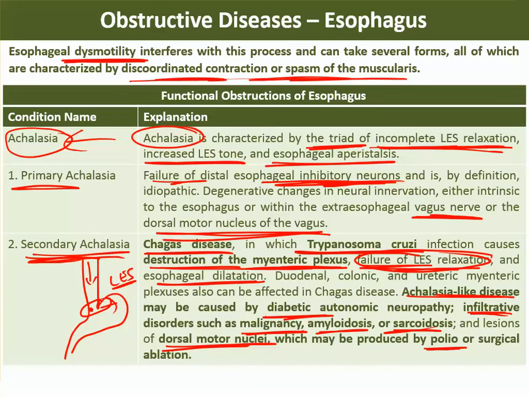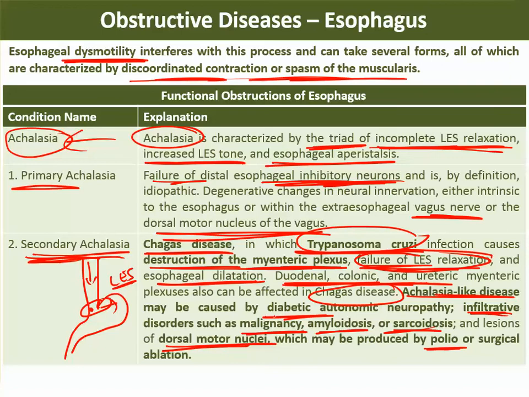And remember, Chagas disease can affect other parts of the gastrointestinal tract. Even the ureter can be affected, which means they have difficulty in micturition, difficulty in urination, as well as difficulty in swallowing. This is how you have to identify it from the clinical findings. Understand? Immediately you should think of Chagas disease because of Trypanosoma cruzi.